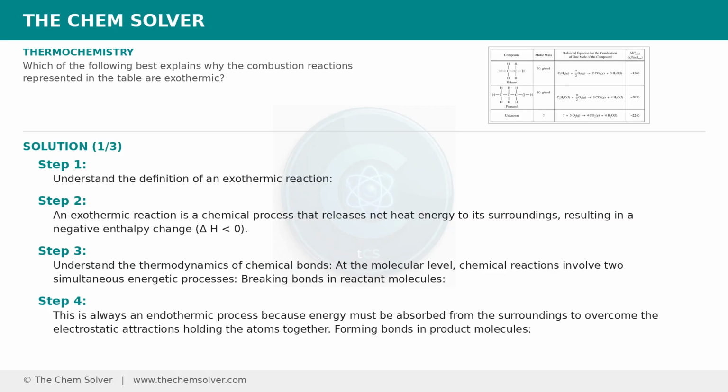Understand the definition of an exothermic reaction. An exothermic reaction is a chemical process that releases net heat energy to its surroundings, resulting in a negative enthalpy change, delta H less than 0.